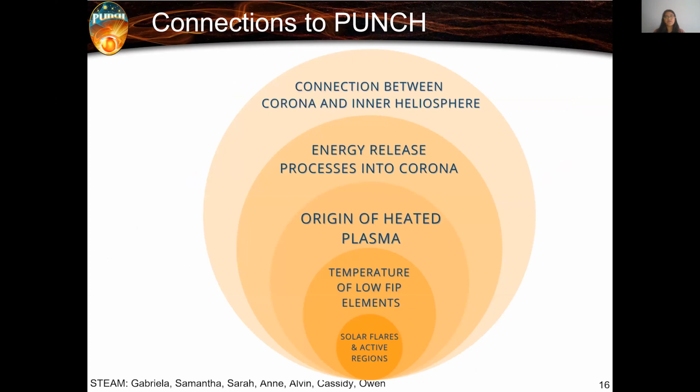As mentioned before, one of our science goals is to support our parent mission PUNCH's science objectives, and much of the science we'll be doing is actually very complementary to that. STEAM will be observing the energetic processes and the plasma heating of the corona that provide the source regions of solar wind outflows that PUNCH will observe. Together, these two missions can give us a better understanding of the processes between the corona and the heliosphere.